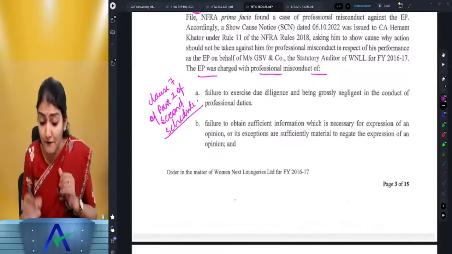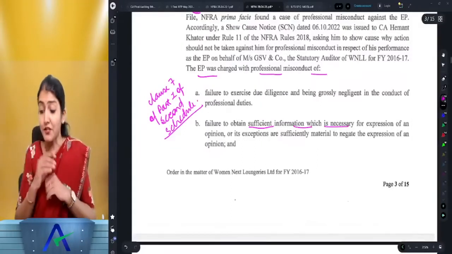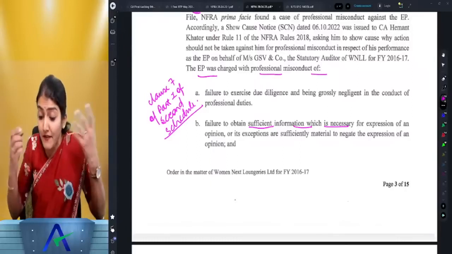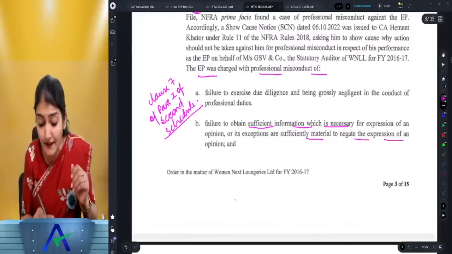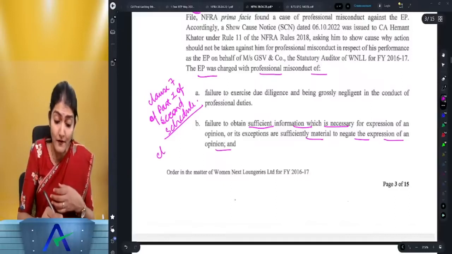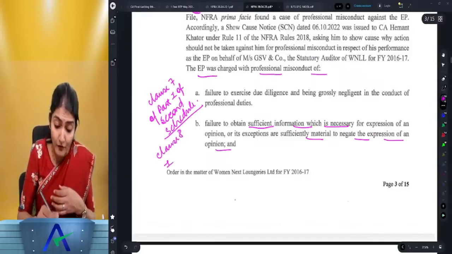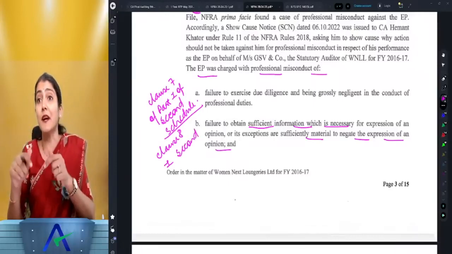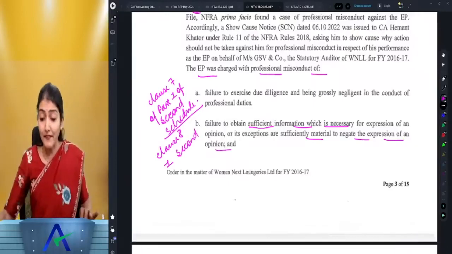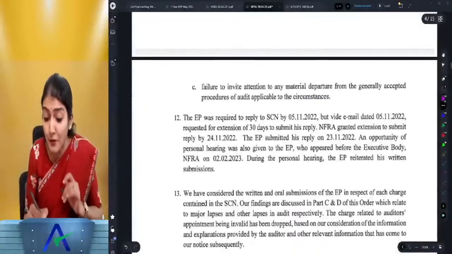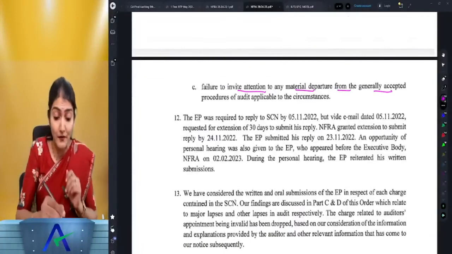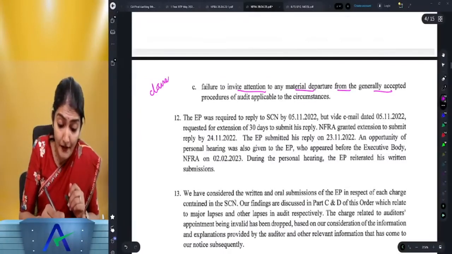Then after that, failure to obtain sufficient information which is necessary for expression of opinion, or its exceptions are sufficiently material to negate the expression of an opinion. So that is clause 8 of Part 1 of the Second Schedule. Fails to obtain sufficient information; generally a periodical magazine question, it comes over here. Fails to invite attention to any material departure from the generally accepted audit procedure. So that is clause 9 of Part 1 of the Second Schedule.